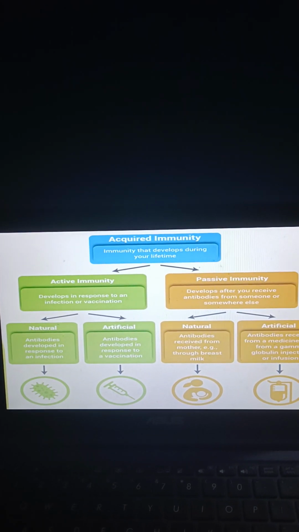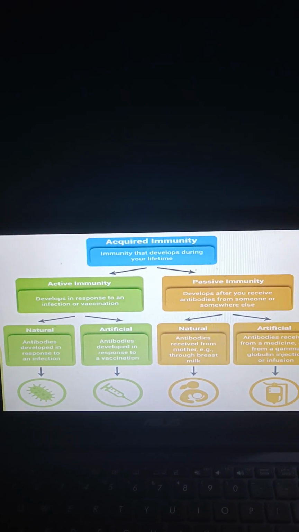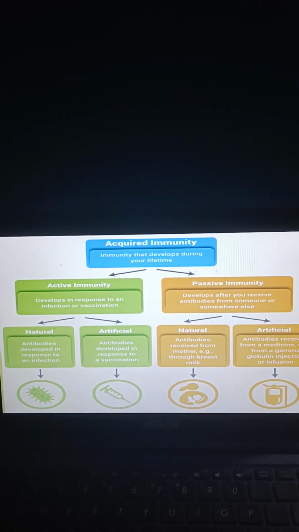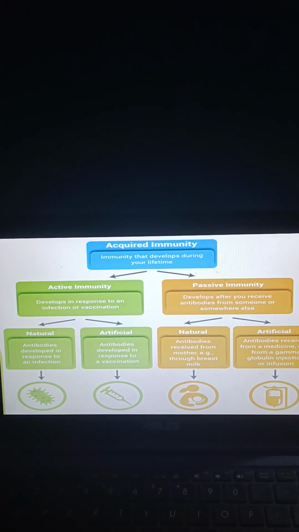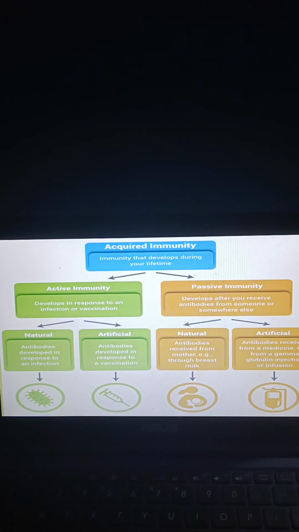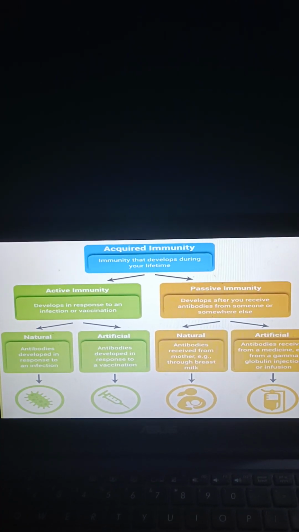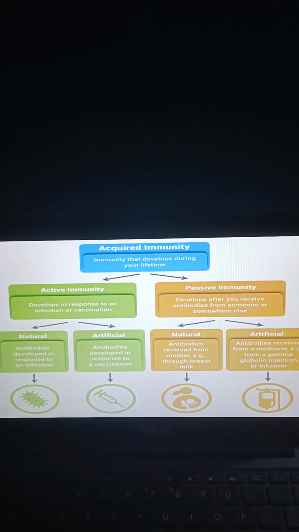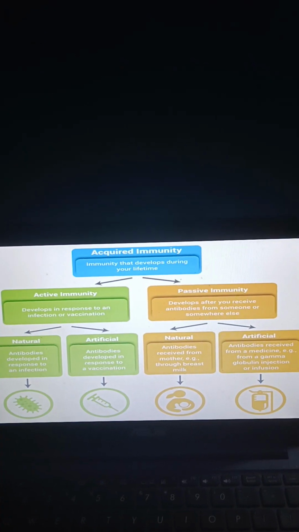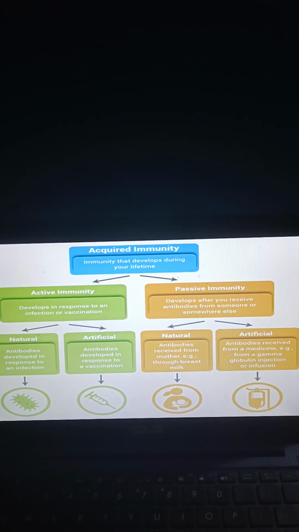Then coming to passive immunity: it develops after you receive antibodies from someone or somewhere else. It is also divided into natural and artificial. Natural passive immunity means antibodies received from the mother, for example through breast milk, and artificial passive immunity means antibodies received from a medicine, for example from a gamma globulin injection or infusion.